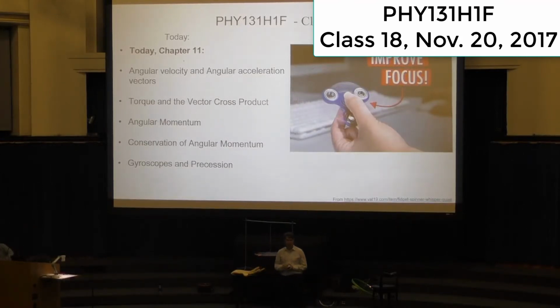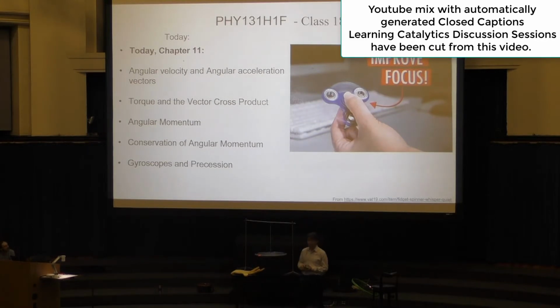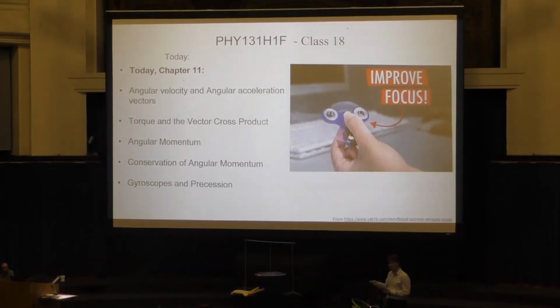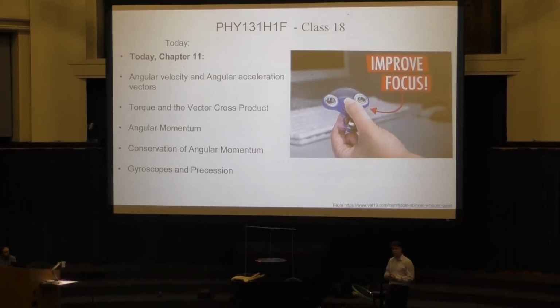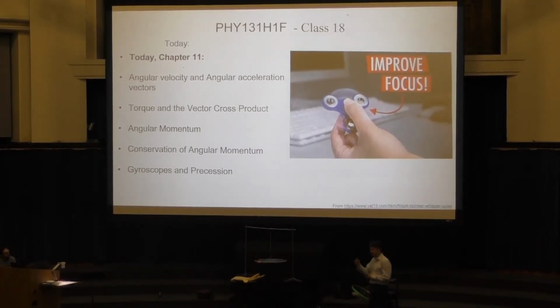Today is chapter 11. Here are the topics we're going to discuss today: angular velocity and angular acceleration vectors. The torque is a vector. These are all the results of cross products, torque and angular momentum. And we'll talk about gyroscopes at the end. I have a big giant gyroscope here. You may have seen me on the pre-class video with the tiny little one. I have the bigger one.